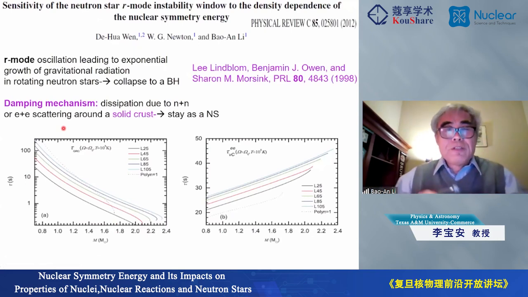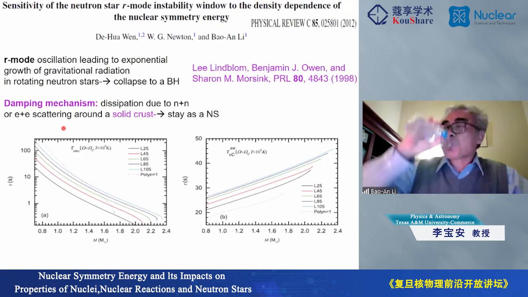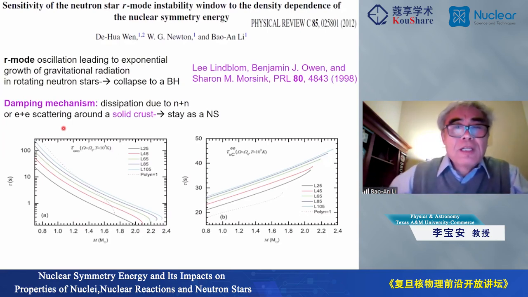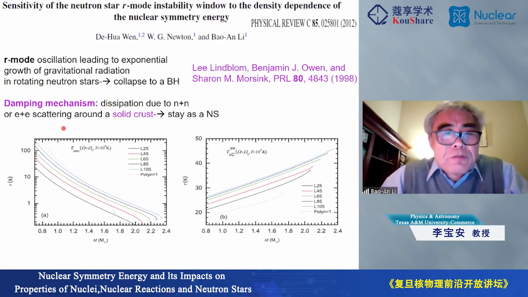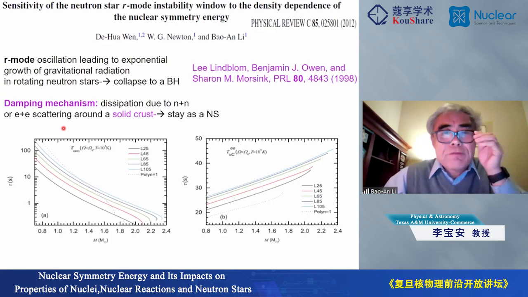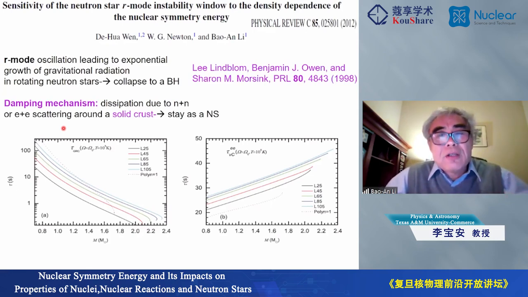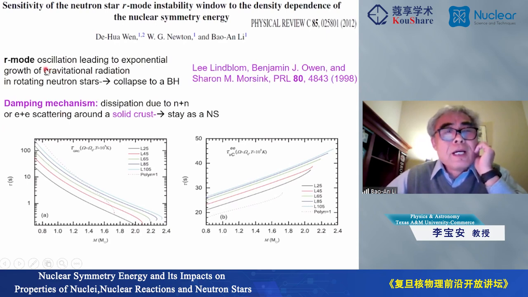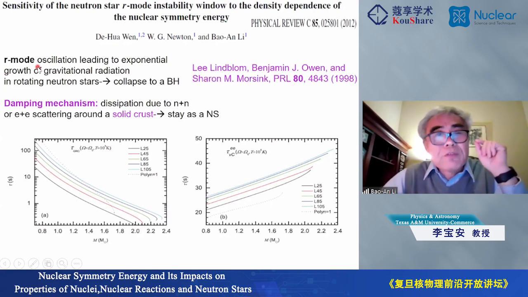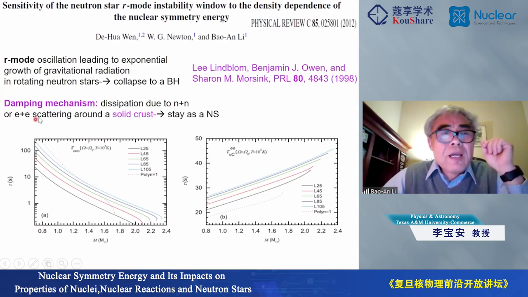This neutron star of 2.5 to 2.6 solar mass can be supported by the centrifugal force, namely rotationally supported. But it requires a very high frequency, even higher than the currently known most rapidly rotating neutron star. But people know that for fast-rotating neutron stars, there is the so-called r-mode instability. Namely, this r-mode can generate gravitational waves. Then if the rate of gravitational wave radiation is faster than the damping mechanism through neutron-neutron scattering or electron-electron scattering, the fast-spinning neutron star may collapse into a black hole.